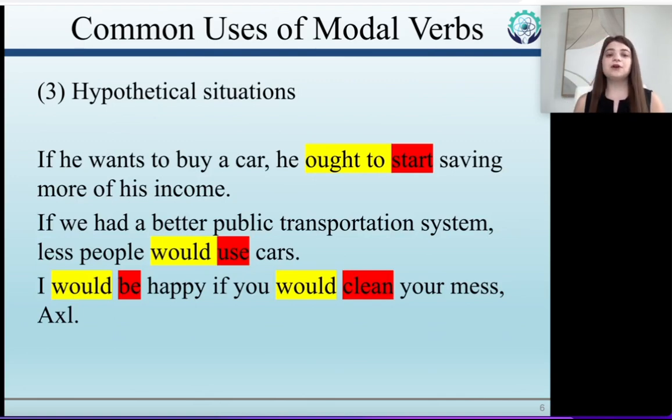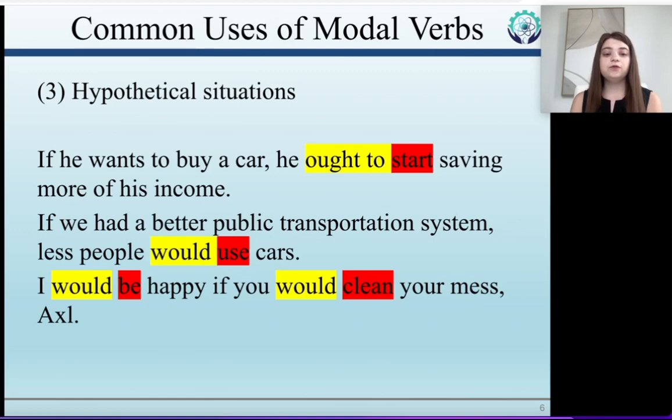The next one is for hypothetical situations, right? For example, if he wants to buy a car, he ought to start saving more of his income. Ought to is our modal, and then start is our main verb here. In this case, the main verbs are in red, and the modal verbs are in yellow. So we're basically saying a hypothetical of him buying a car, and that in that situation, he would have to start saving more of his money.